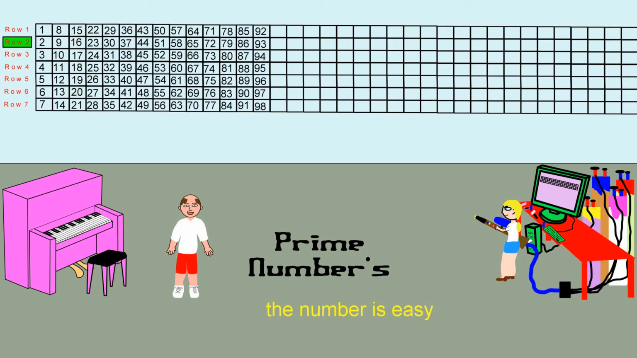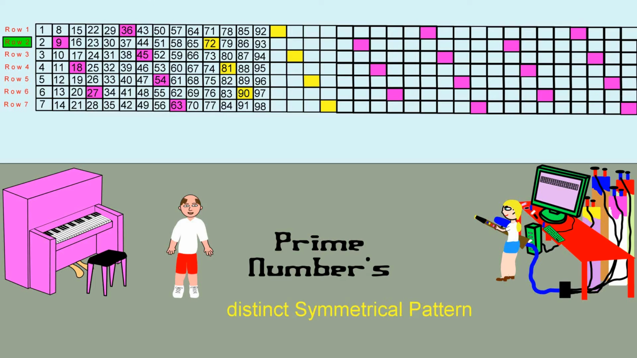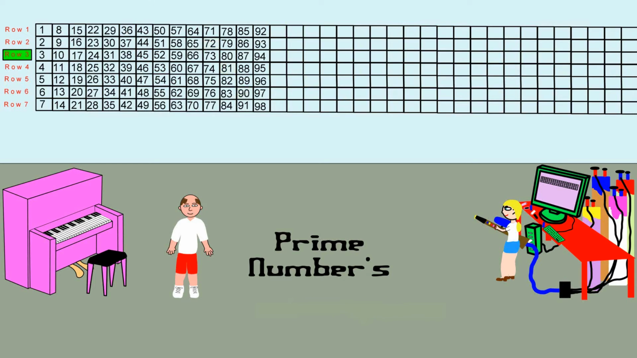Of course, the number 2 is easy, but this symmetrical pattern works on every number in the row. The next number on the row is the number 9. By adding 9 to 9, you get 18. Then plus 9, you get 27. Do this 7 times and the pattern repeats. Each row has its own distinct symmetrical pattern, and that pattern works on any number in that row.